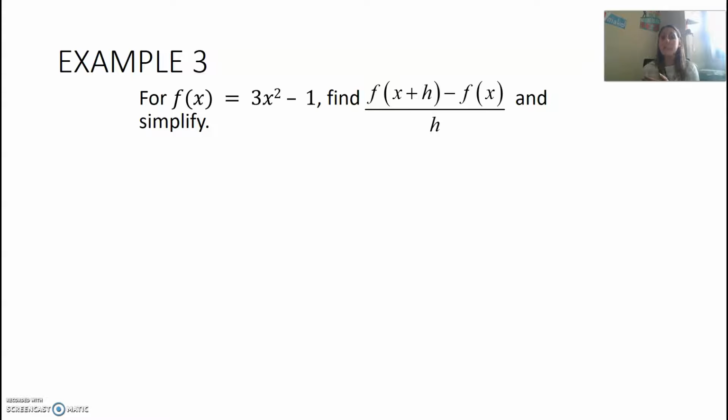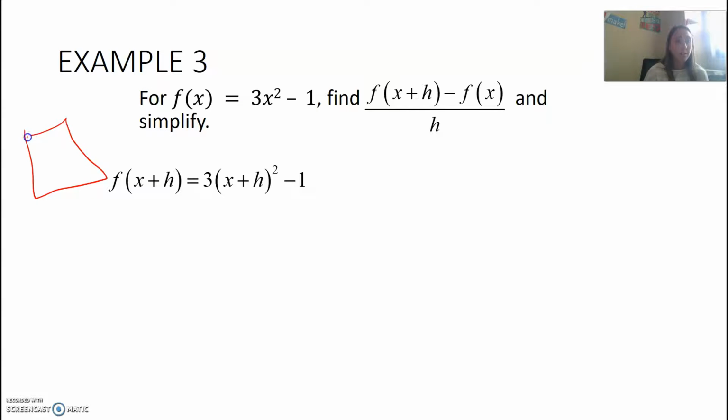So the first thing we need to do is find f of x plus h. Another thing that we really need to remember is that x plus h is a binomial, meaning we probably need to put this in a box. So if I were to do that, it would be right here. That box is terrible, but it'll work. Okay, so I'm going to have x plus h, x plus h.